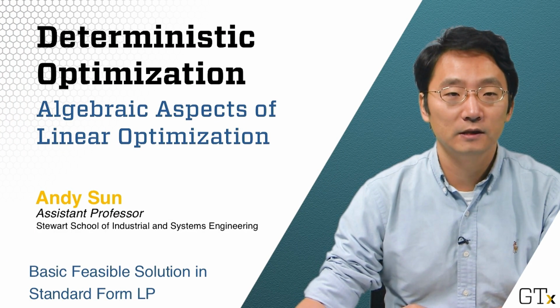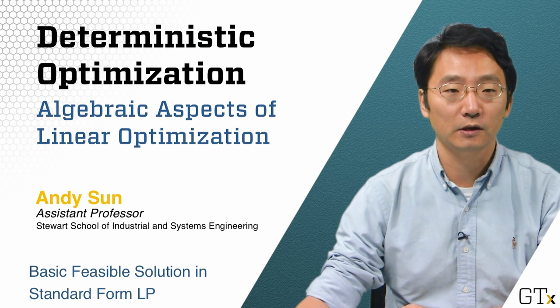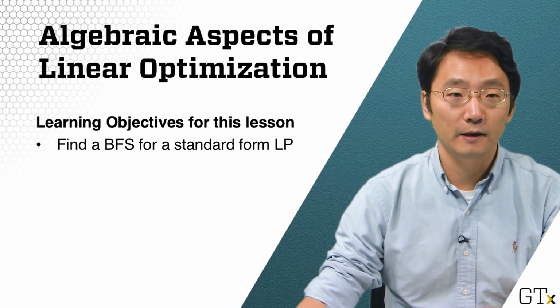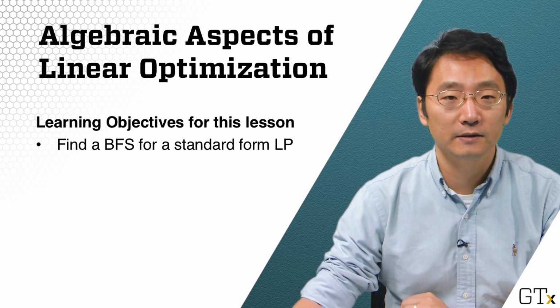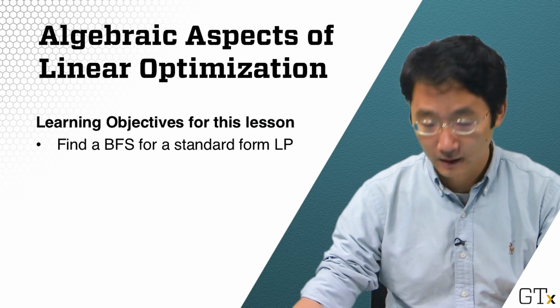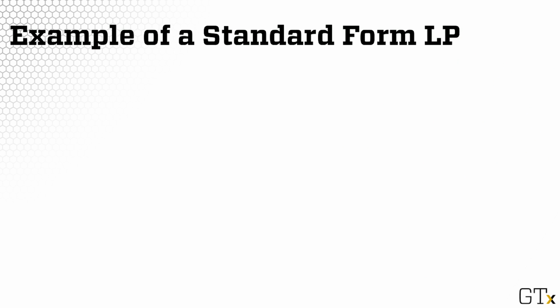Let's continue our discussion on algebraic aspects of linear optimization. In the last lecture, we studied how to find basic solution in standard form LP. And in this one, we're going to learn how to find basic feasible solution for standard form LP. And let's look at an example first to find basic solution, and then see how do we go from there, from a basic solution to a basic feasible solution.